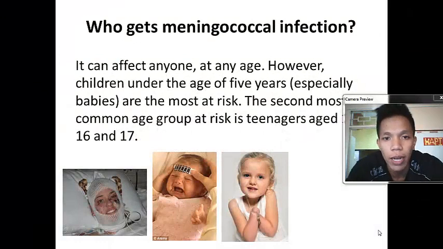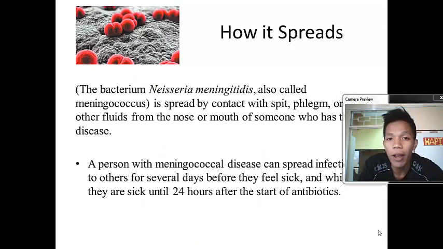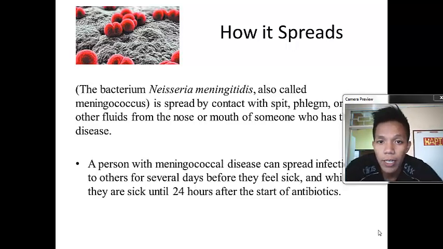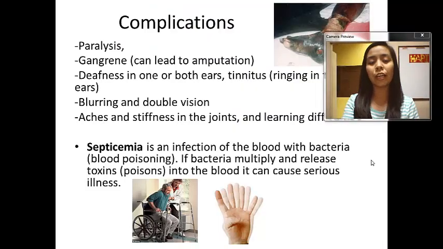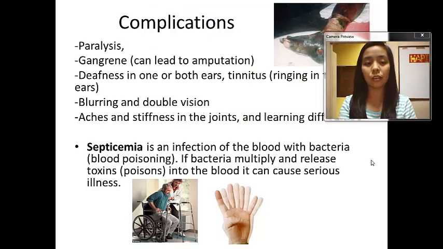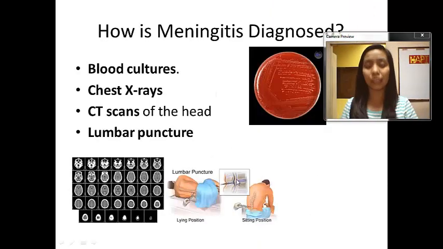Babies are the most at risk. Why? Because babies have a low immune system. It's spread by contact with spit, phlegm, or other fluids from the nose. For example, you can get it by kissing someone that has the disease.